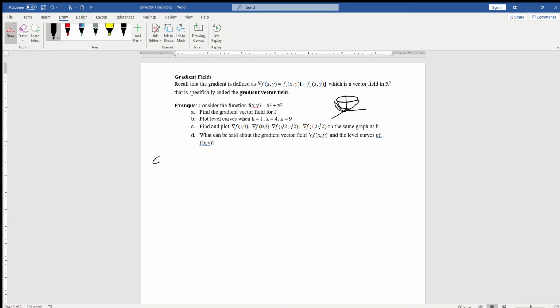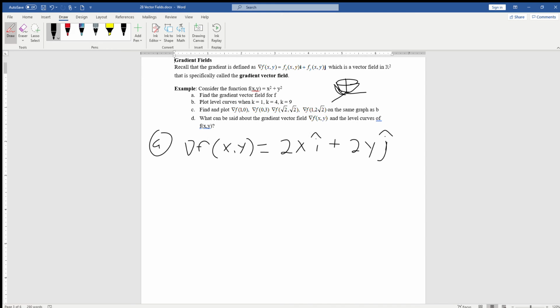So letter A, the easiest part, we're going to find del f. Now del f is going to be a vector field. So del f(x,y). Now the derivative of the function with respect to x is 2x, and we're going to multiply it now by i. The derivative of that function with respect to y is going to be 2y j. So that's about as easy as it gets.